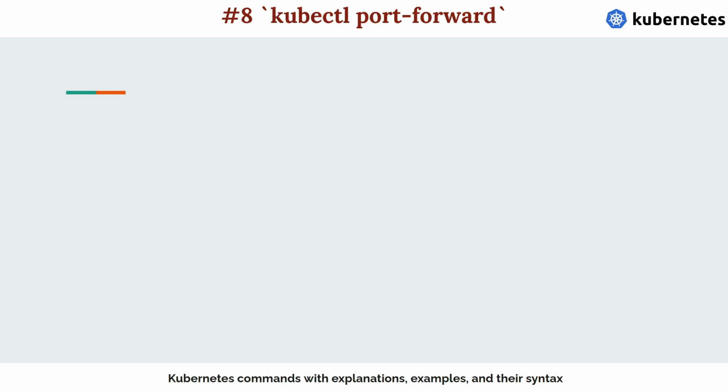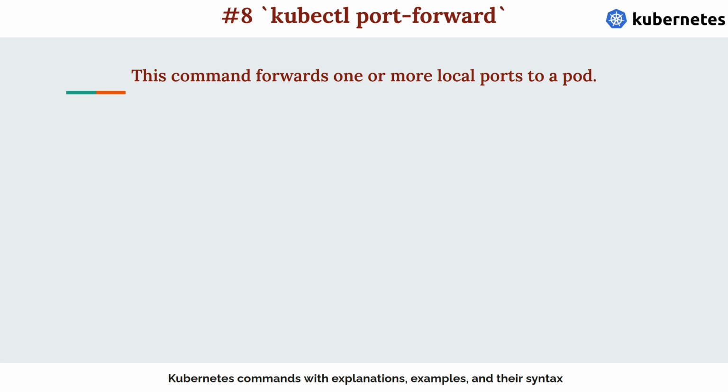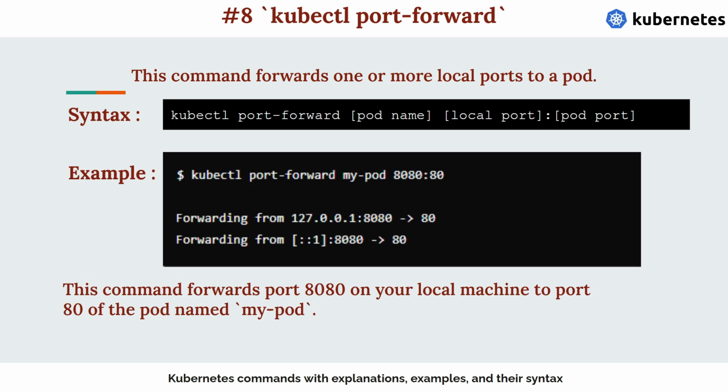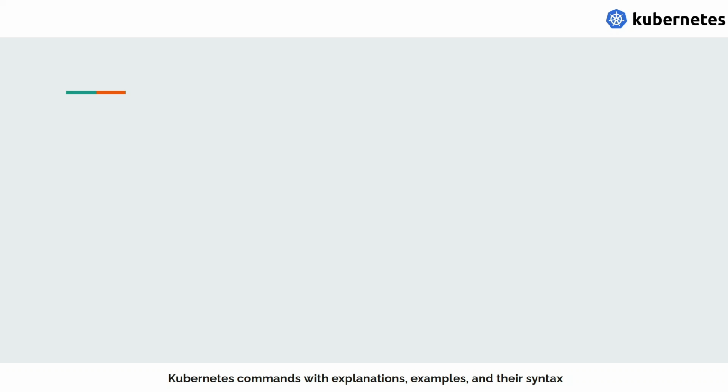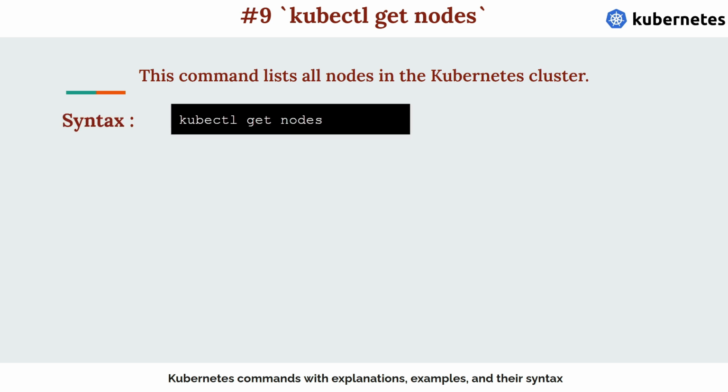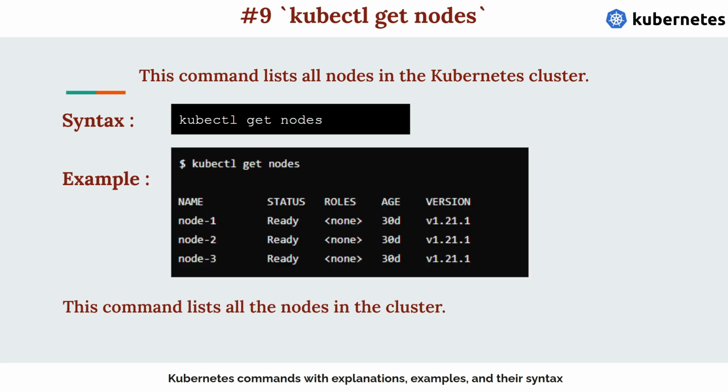Next command is kubectl port-forward. This command forwards one or more local ports to a pod. Let's see the syntax. The usage of the kubectl port-forward command starts with the kubectl port-forward keyword, followed by pod name, local port, and pod port. This command forwards port 8080 on your local machine to port 80 of the pod named mypod. Next command is kubectl get nodes. This command lists all nodes in the Kubernetes cluster. Let's see the syntax. The usage of the kubectl get nodes command is simply kubectl get nodes. This command lists all the nodes in the cluster.